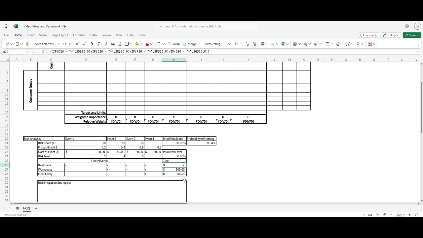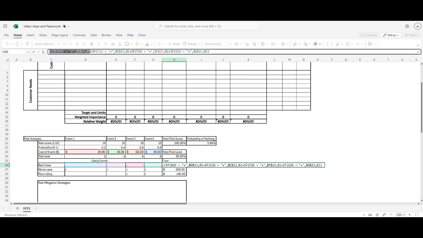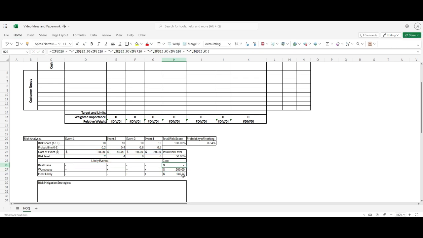For the equations that are in this costs section right here, all I am doing is if this cell contains a plus, it adds the money cost of the event to the next cost of the event if it's a plus. So as you can see, all of them are minuses here, and you end up with a cost of 0.